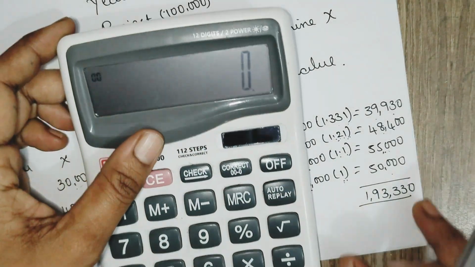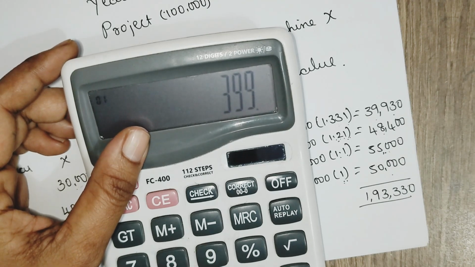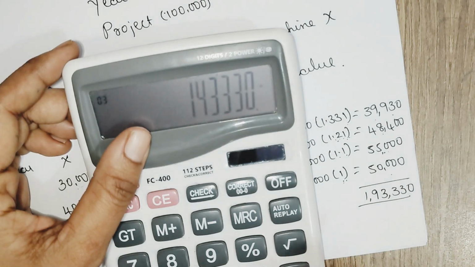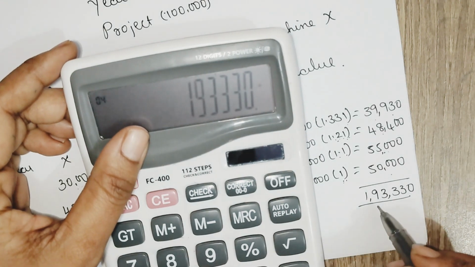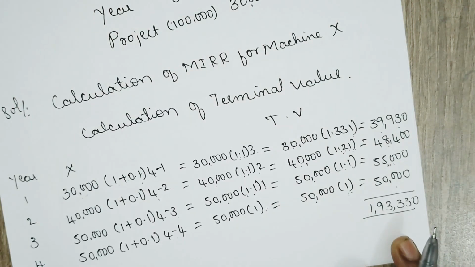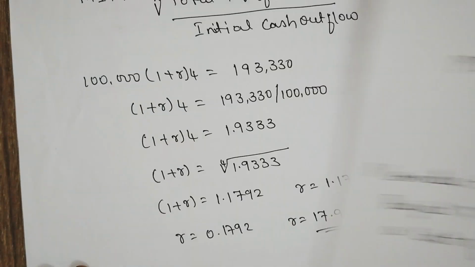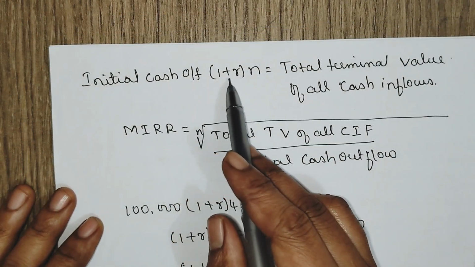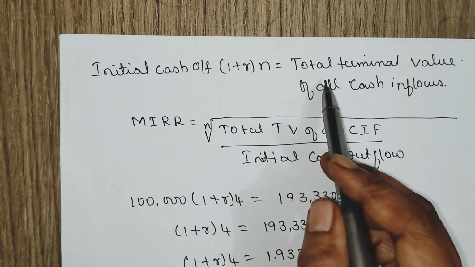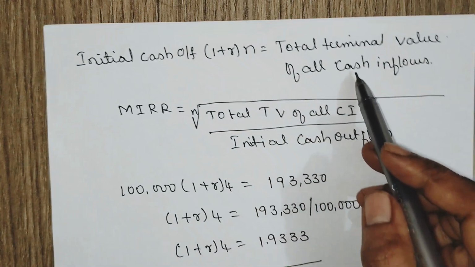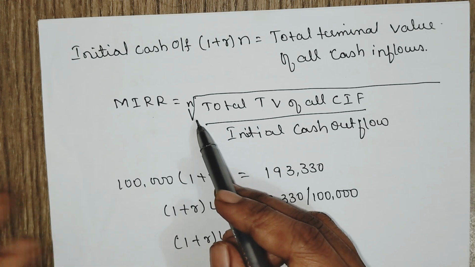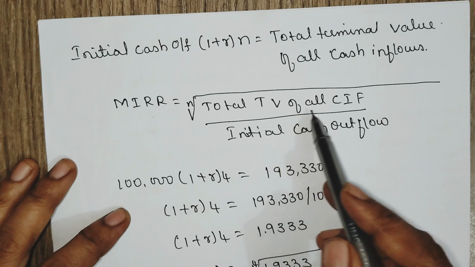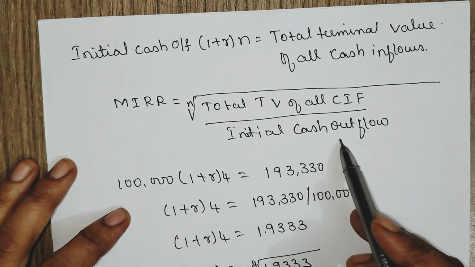Now the total of these: 39,930 plus 48,400 plus 55,000 plus 50,000. The total is 1,93,330, which is the total terminal value. Now the second step: initial cash outflow into (1 plus R) to the power N is equal to the total terminal value of all cash inflows. And the third step, to find MIRR, we take the Nth root of the total terminal value of all cash inflows divided by the initial cash outlay.